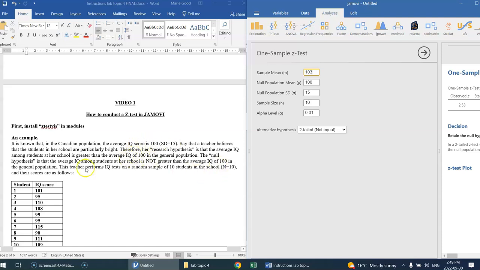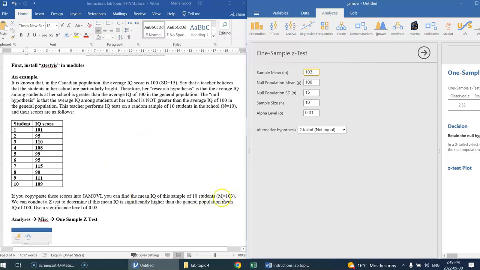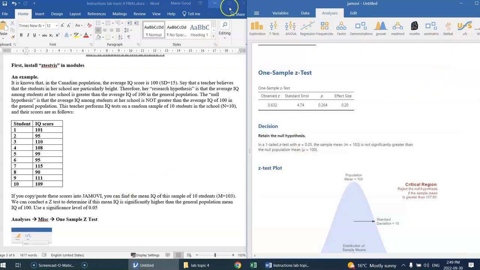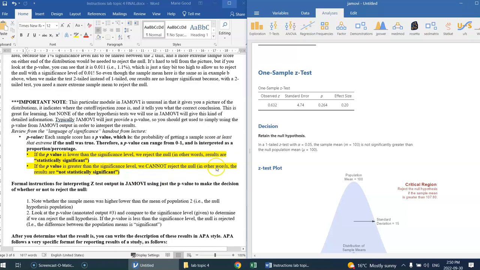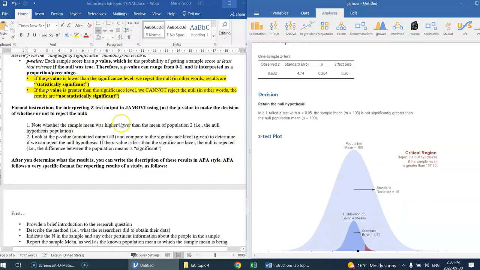So the sample mean was 103, right? And then we're using a one-tailed greater than test, and our alpha was 0.5. Okay, let's go back to that because that's the example we're going to work with here. All right, so here's our results.